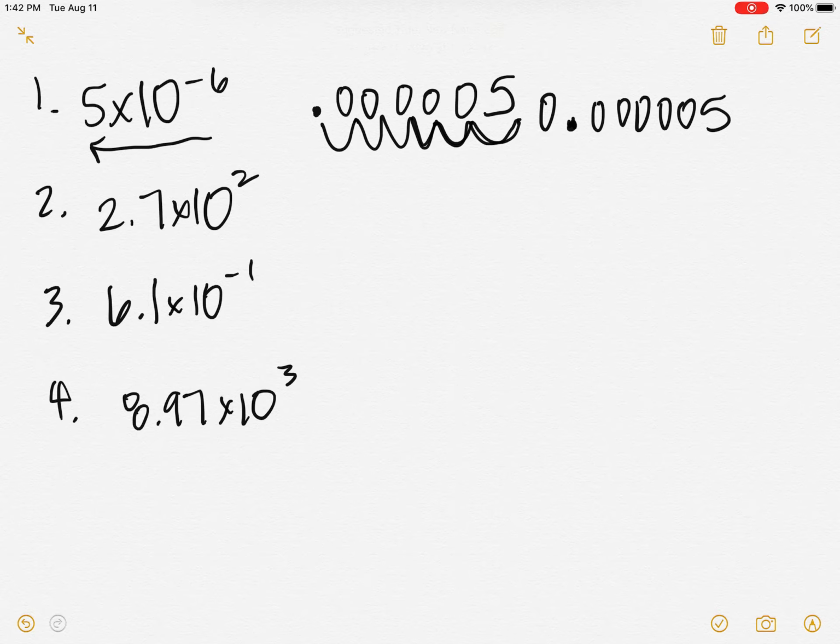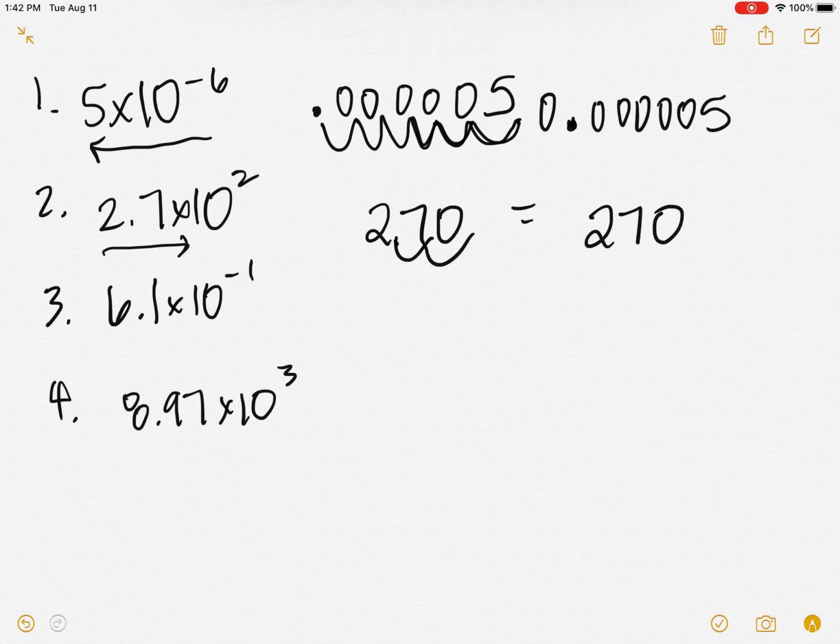Number 2, 2.7 times 10 to the positive 2. So I need to make this number a number greater than 1, means I'm going to go to the right. I'm going to move it 2 times. So 2.7, move it once would be 27. I need to move it twice, add a 0. So my number is 270.